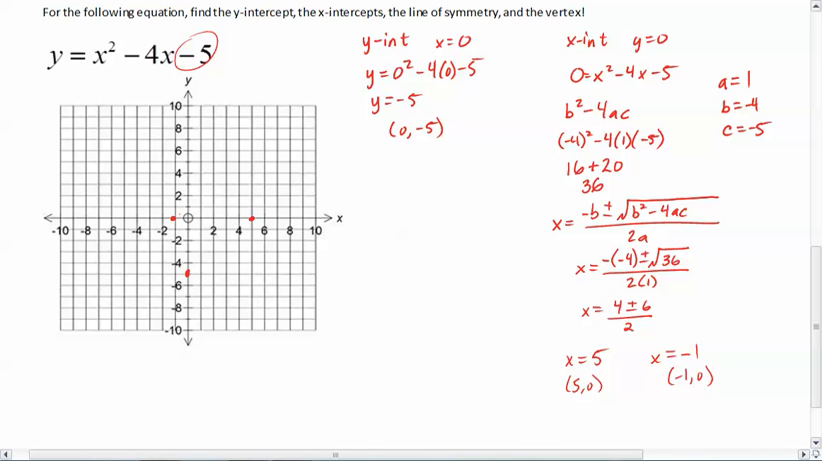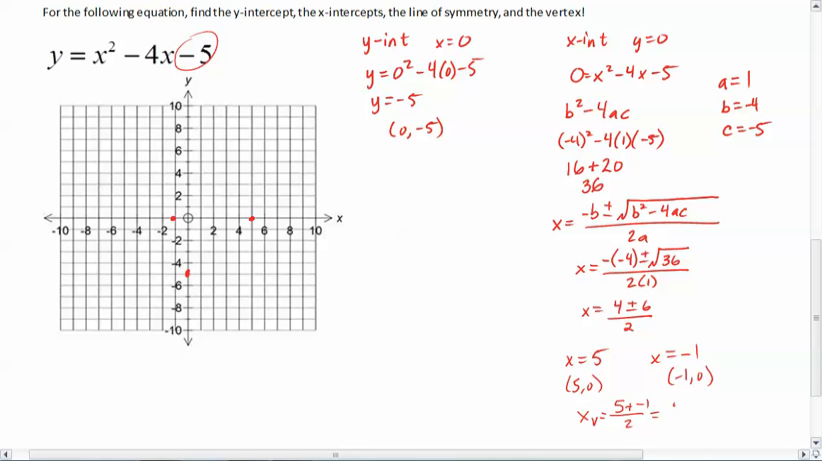All right, now it asks me to find the line of symmetry. Now remember, we have 2 ways of getting the line of symmetry. Isn't that exciting? 2 ways. Count them. 1, 2. So the first way is to go to the x-intercepts and find the middle, right? And so I've got an x-intercept of negative 1 and an x-intercept of 5. So I can go 5 plus negative 1 divided by 2, and this will give me the x value of the vertex, which is the line of symmetry.